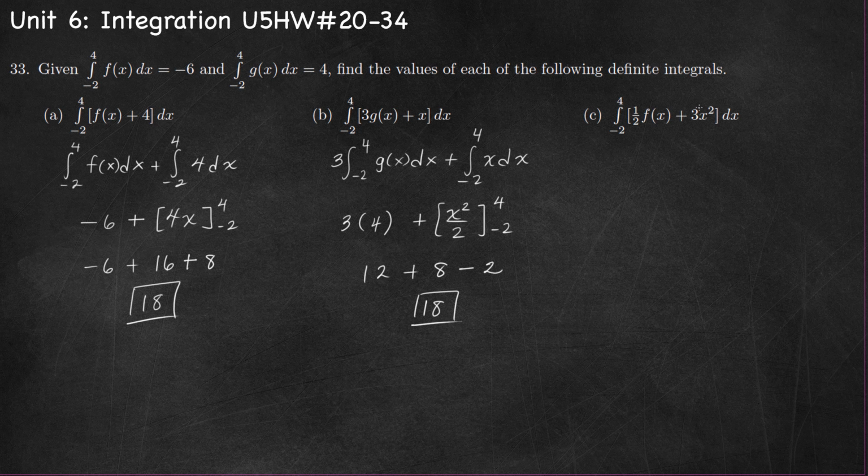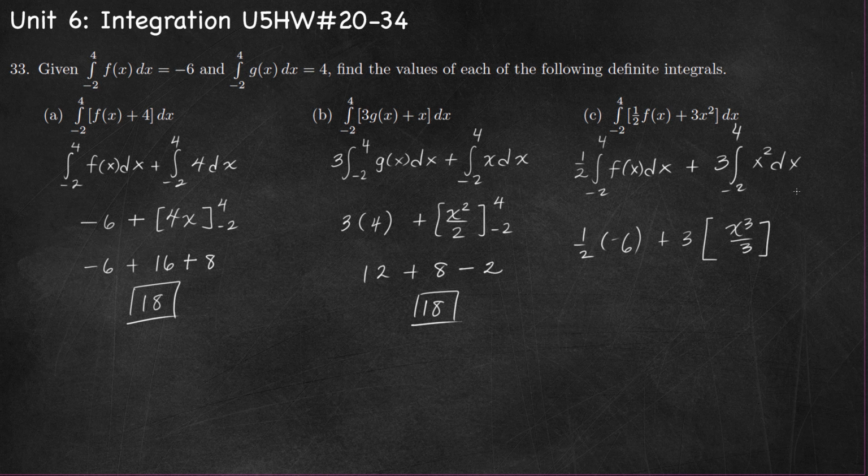And part C, again, we can separate this because we're adding two terms. So I get the integral from negative 2 to 4. I can bring the 1/2 out, integral f of x dx, plus, and then I can bring the 3 out and integrate x squared dx. So 1/2 times the integral of f from negative 2 to 4, which is negative 6, plus 3 times, and I have to integrate x squared myself. So x cubed over 3, and we are evaluating that from negative 2 to 4.